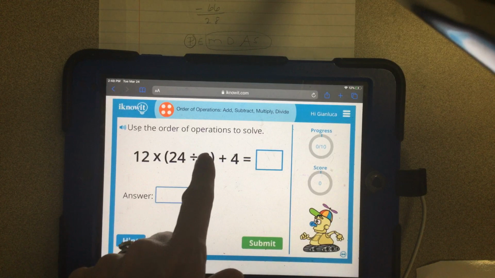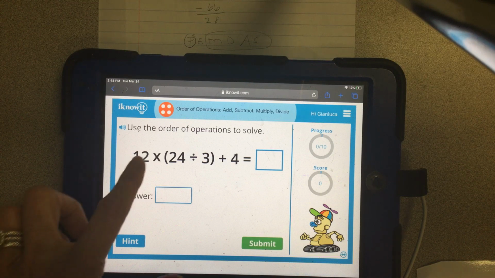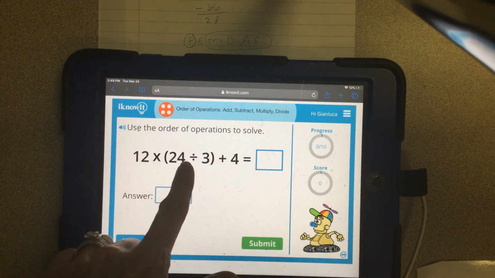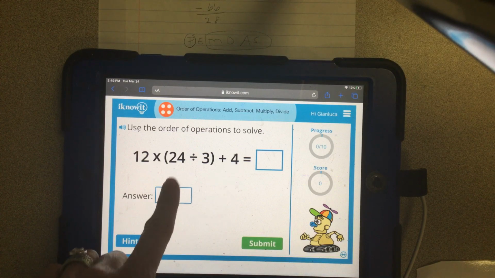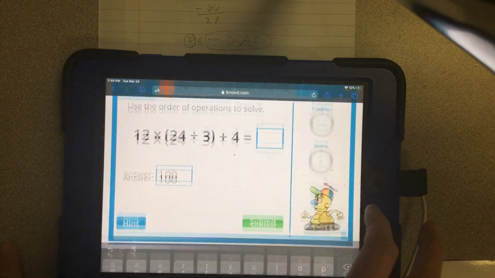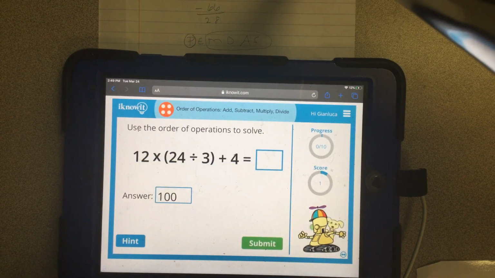So if you're thinking about 24 divided by 3, 24 divided by 3 is 8. So now I'm going to take that answer of 8 and I have to multiply it by 12, because remember, I always work from left to right. So 12 times 8 is 96, and then I add my 4 for an answer of 100. I hit submit, and I'm right. And then it's going to move me on to my next problem.